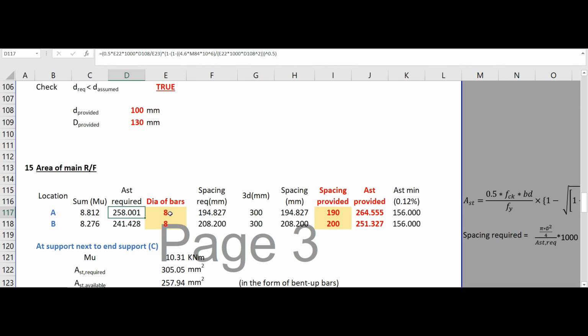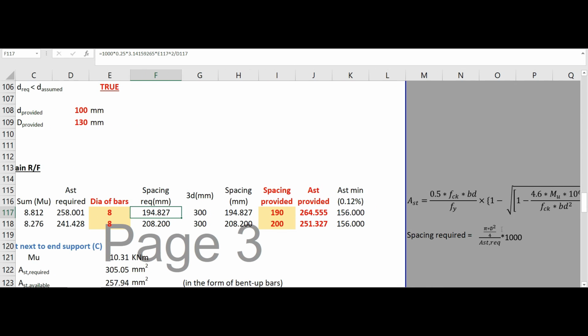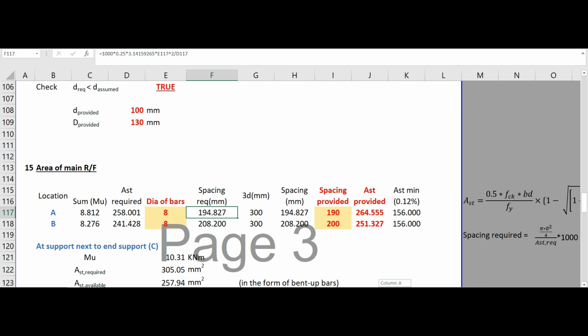So here we have assumed 8 mm dia bars and we will calculate the spacing required. So spacing required is equal to area of 1 bar, which is pi by 4 into dia of bar square, divided by area of steel required multiplied by 1000. So we get the spacing required as 194.827 mm.